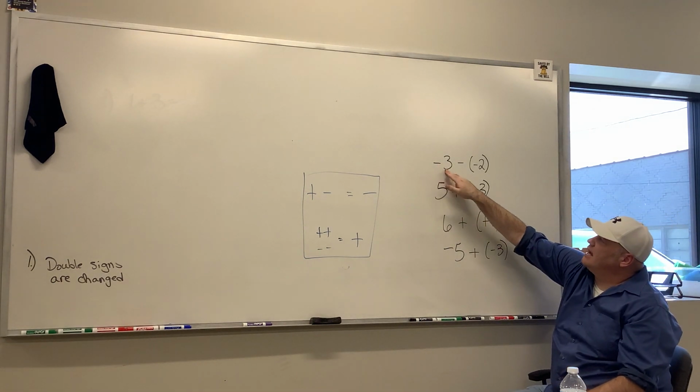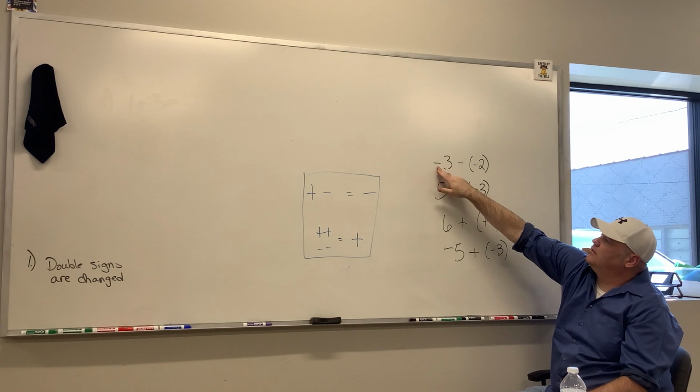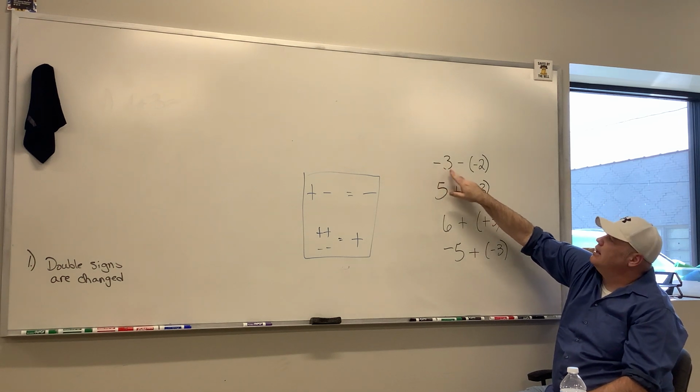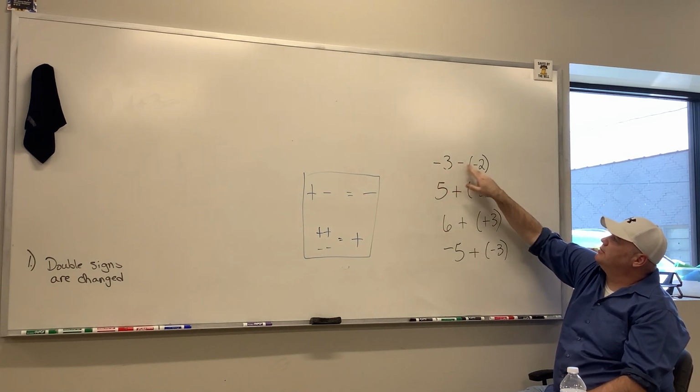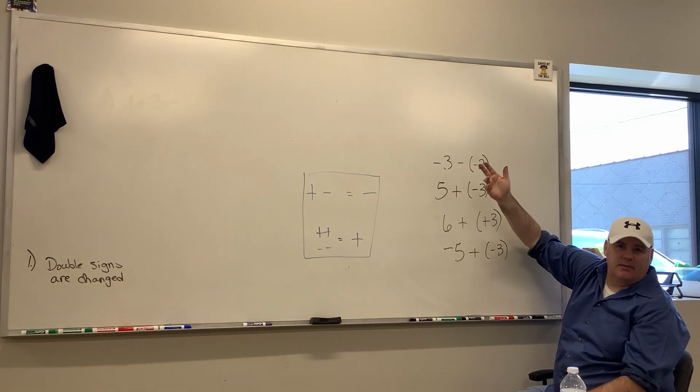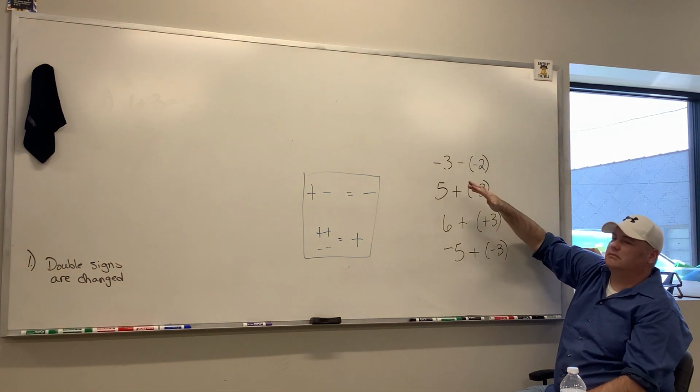So this is not a double sign. You got a negative, you got a sign and then a number. This right here is your double sign. You see that? And I just asked that to a camera, by the way. Did you see that? Like the camera's gonna answer.